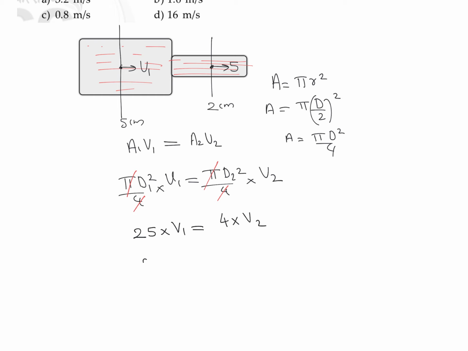So we can write 25 into V1, which we have to find out, and 4 into V2 is nothing but 5. So you can write the value of V1 is equal to 4 into 5 divided by 25, or you can write 4 divided by 5, or you can write 0.8.